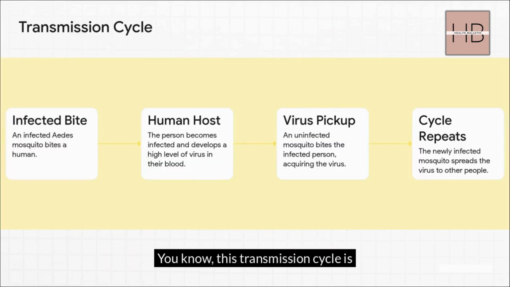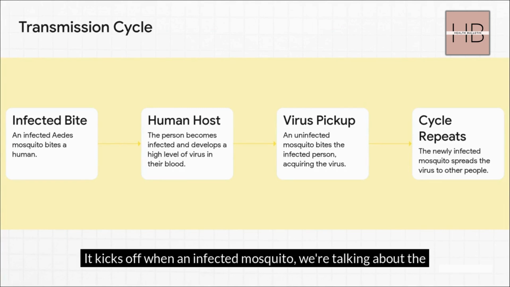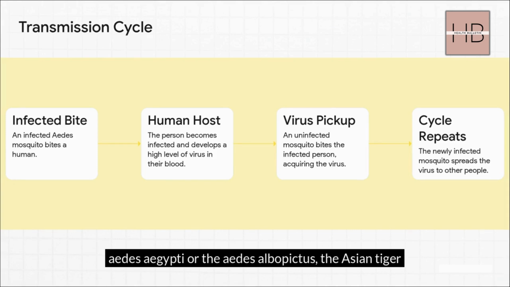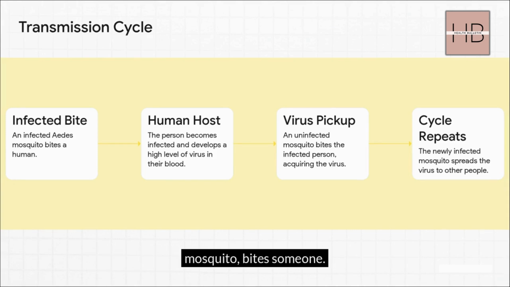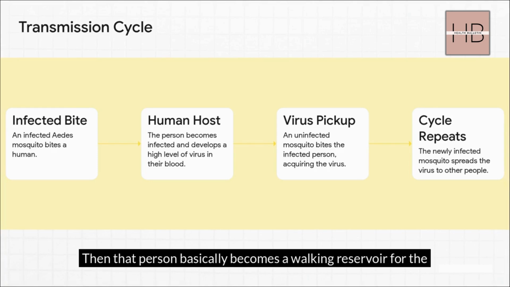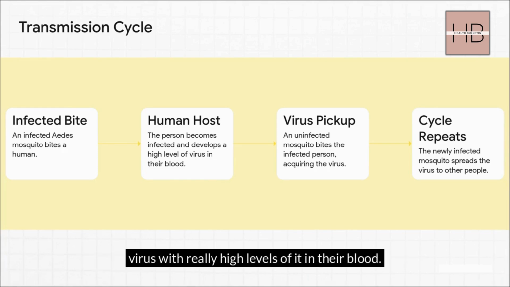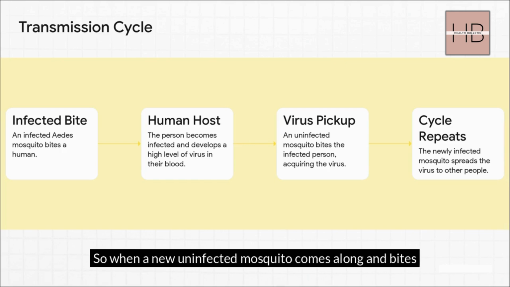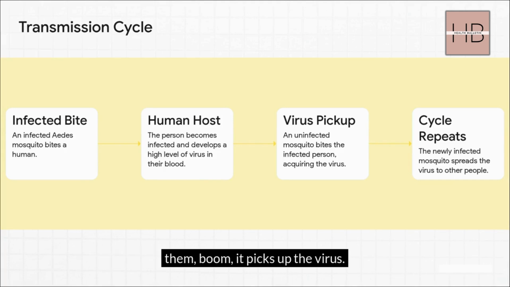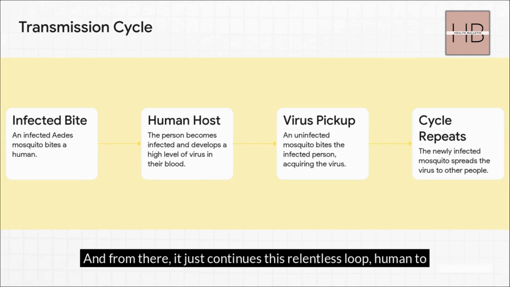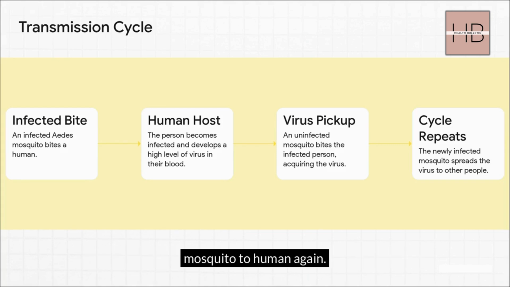You know, this transmission cycle is just a masterclass in efficiency. It kicks off when an infected mosquito, we're talking about the Aedes aegypti or the Aedes albopictus, the Asian tiger mosquito, bites someone. Then that person basically becomes a walking reservoir for the virus, with really high levels of it in their blood. So when a new, uninfected mosquito comes along and bites them, boom, it picks up the virus. And from there, it just continues this relentless loop, human to mosquito to human again.